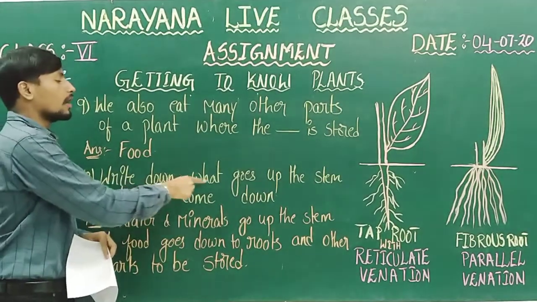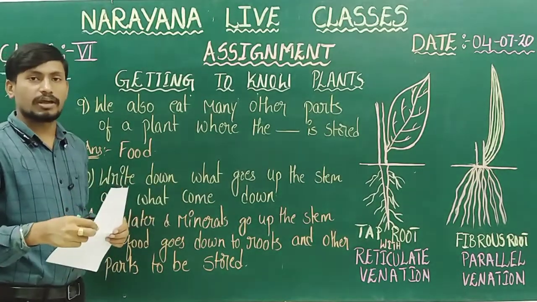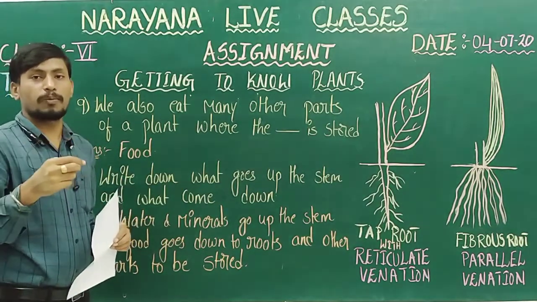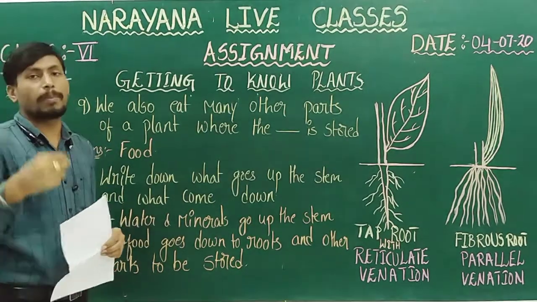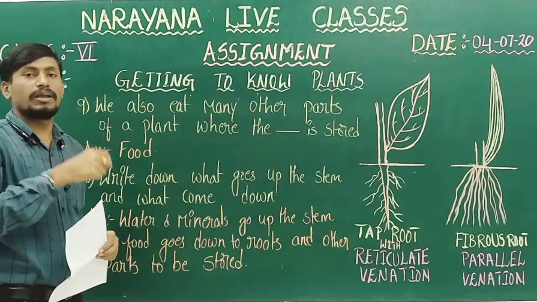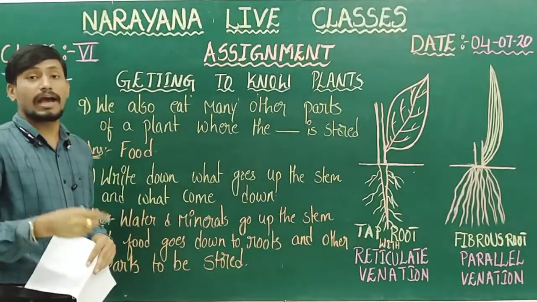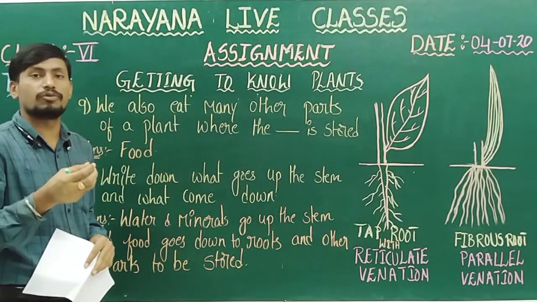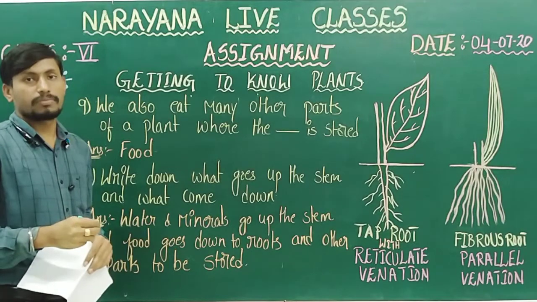Write down what goes up the stem and what comes down. The stem is the medium for the transport of minerals and substances from the root to the different parts of the plant, that means upward. As well, the stem also carries food materials from the leaf to the root and other parts of the plant where it is stored.